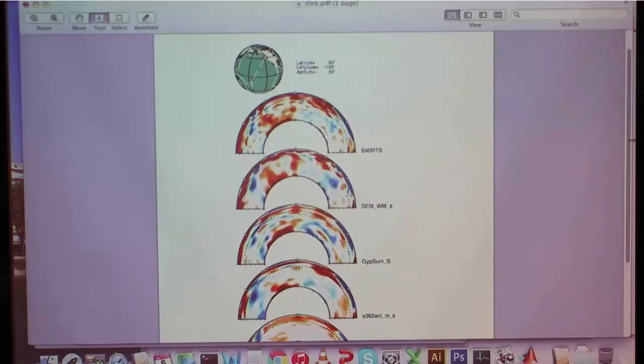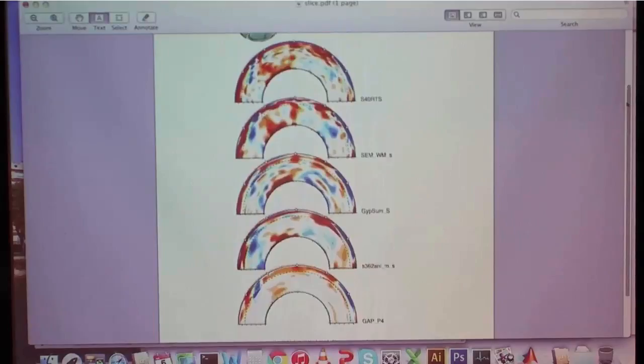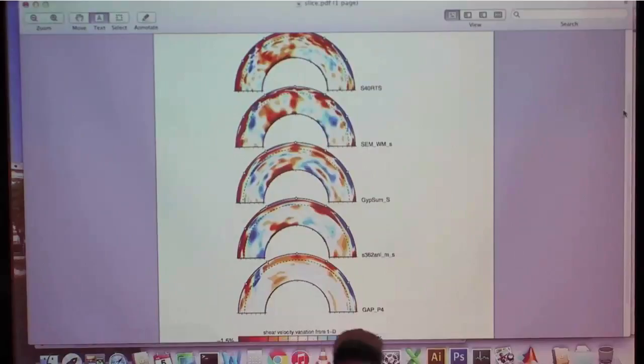So you can make slices through these different models, and then you can talk about them. Maybe we can look at these a little bit and see what the differences might be. If you learned something from Ved's talk, maybe you can see why things might be different.